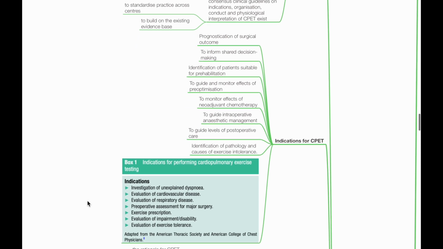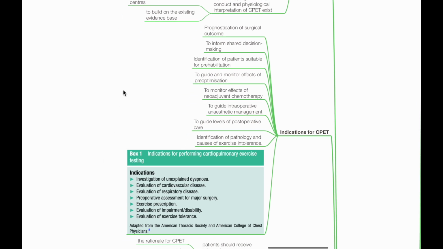Indications for CPET include prognostication of surgical outcome, to inform shared decision-making, to identify patients suitable for prehabilitation, to guide and monitor effects of pre-optimization, to monitor effects of neoadjuvant chemotherapy, to guide intra-op management, to guide levels of post-op care, and to identify pathology and causes of exercise intolerance.